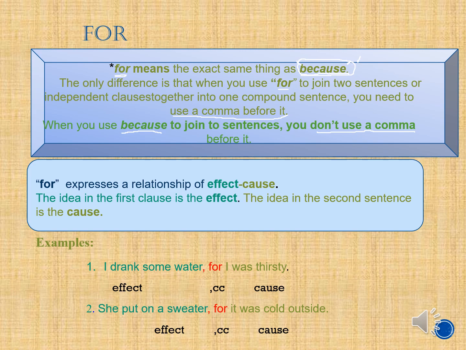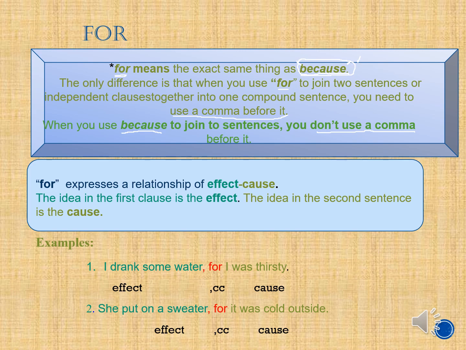The first part is my independent clause. I is my subject. Drank is the verb in past. Some water is my object. I drank some water. Everything is my independent clause. I need to put the comma. Then I need to use a coordinating conjunction.